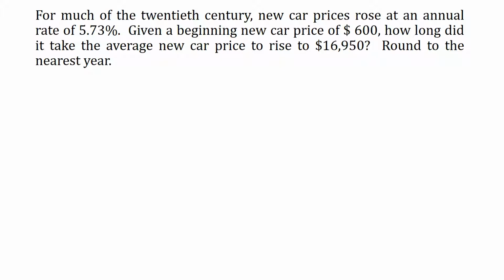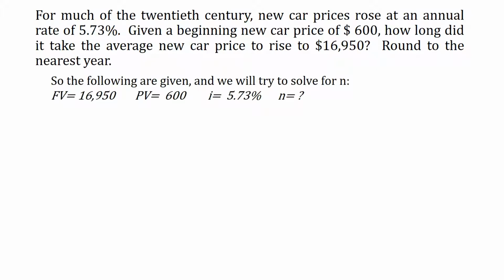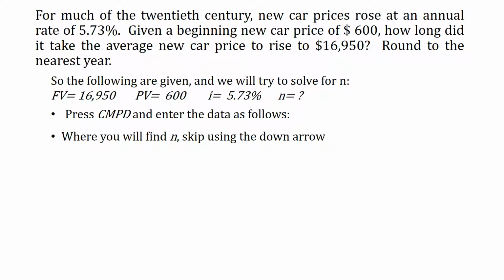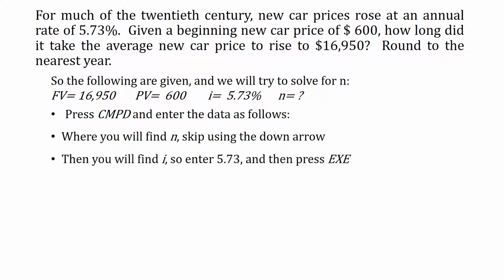Now here's another practice for you for using the financial calculator. Try to pause this video, solve it on your own using the financial calculator, and then come back to check if you got it right. So we have the given values, future value 16,950, present value 600, interest rate 5.73, and the number of time periods is unknown. So start by pressing compound and deleting all the values that you already have from the previous activity. And then you will reach N, skip it because this is the unknown. Then you will find I, enter 5.73 and press execute.